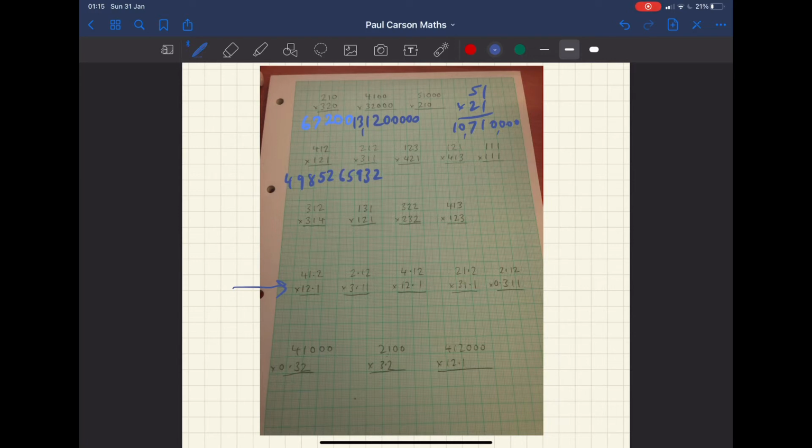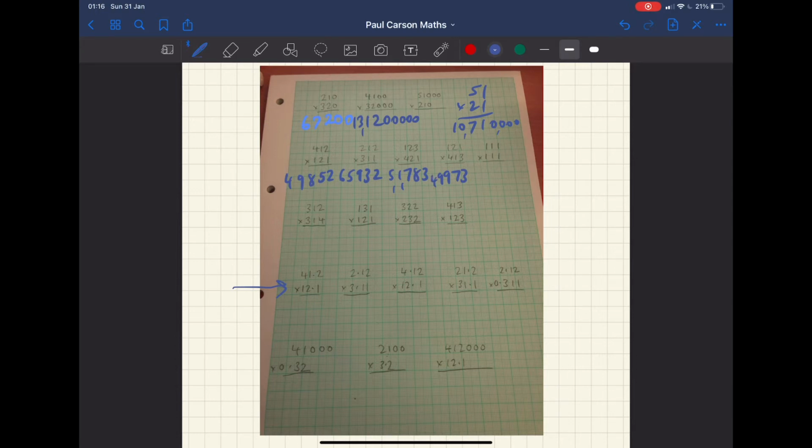1 2 3 times 4 2 1, got 3. 6 and 2 makes 8. 4 and 12 and 1 makes 17. 8 and 2 makes 10, that's 11. And 4 times 1 is 4. Plus the 1 is 5. 1 2 1 times 4, 1 3, got 3, 3, 6 and 1 makes 7, 3 and 4 and 2 makes 9, and then 8 1 makes 9, and 4.